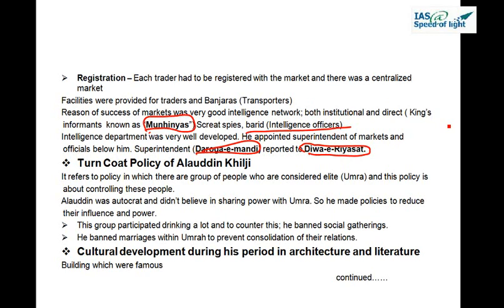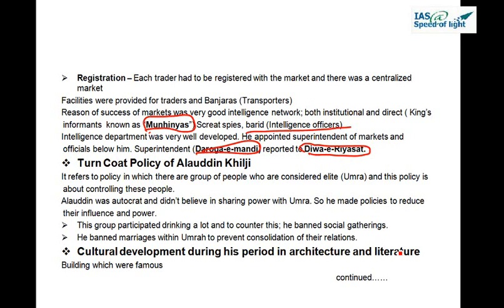Now we are seeing the turncoat policy of Alauddin Khilji. It simply refers to a policy concerning a group of people who are considered elite. We have seen the Umras, and this policy is all about controlling these people. So Alauddin decided to revive Balban's policy of ruthless governance, and he decided to curb the power of the nobles and the interference of the ulemas in the matters of the state.